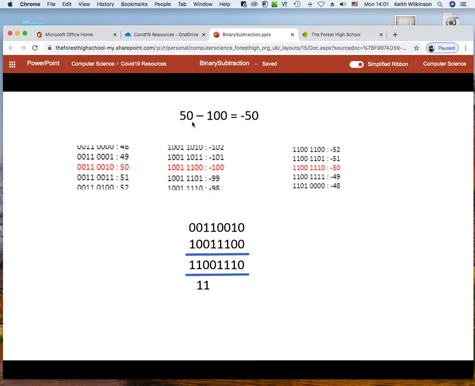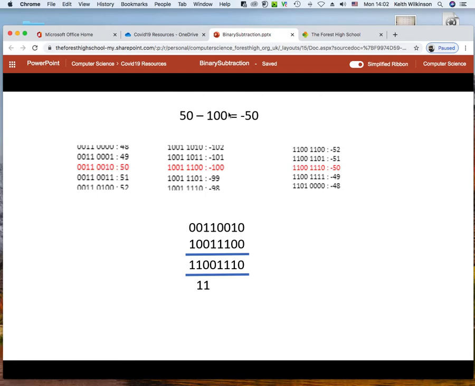Here's my sum that I want to work out. 50 take away 100. Now, if you work that out on the calculator or in your head, 50 take away 100 is -50. So let's take a look at that in binary again. 50 is a positive number, so here I've got the positive number. It starts with 0, and this is its bit pattern: 0, 0, 1, 1, 0, 0, 1, 0. I have put that down there.